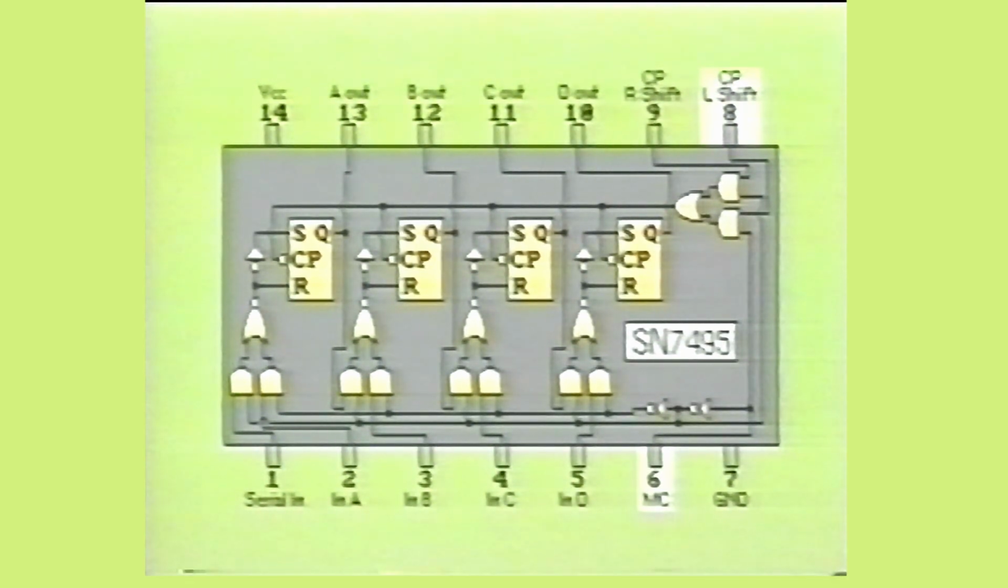When the mode control input is made high, it enables clock 2 for the left shift mode of operation. Data transfer occurs on the negative transition of the clock pulse due to the inverters being placed at the clock inputs of the RS flip-flops.